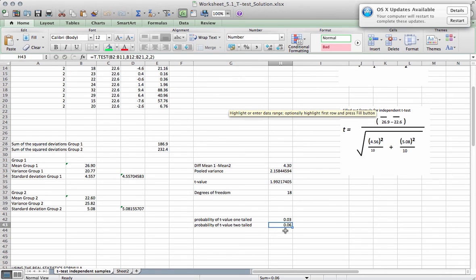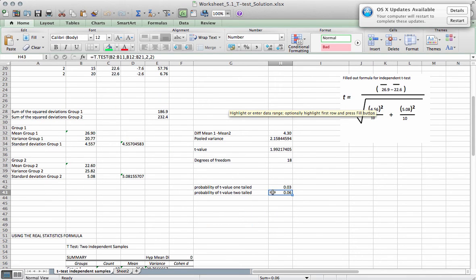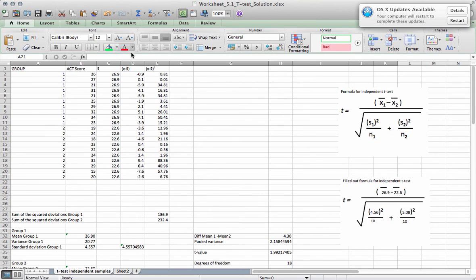And then you can interpret this: values above 0.05 are indicators that we do not reject the null, and if the value here is 0.05 or below, then we reject the null. So in this instance, for the one-tailed test, we would reject the null. For the two-tailed test, we would not.